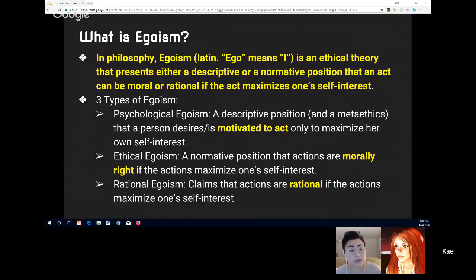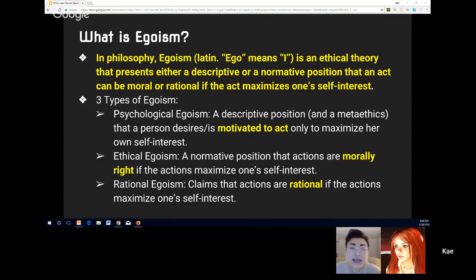First is psychological egoism. So it's a descriptive position in meta-ethics. Okay, so meta-ethics is the study of where our ethical thinking comes from. So it's not what we should or shouldn't do, right? It's not a policy. It's not saying you should do this or do that. Meta-ethics is a study of where our ethical thinking or morality comes from. Where could it be from?